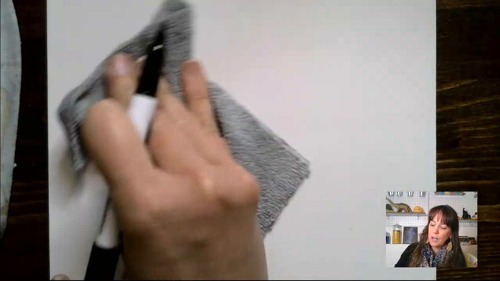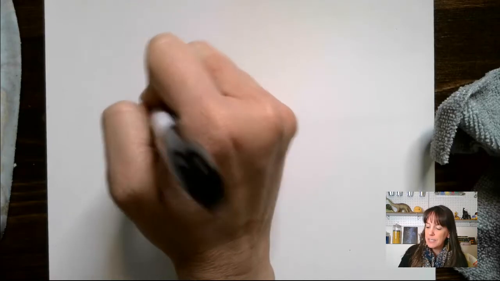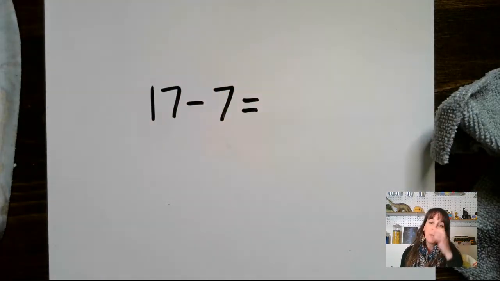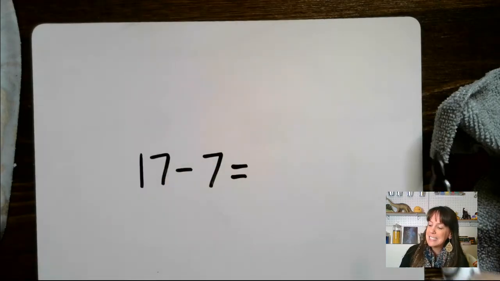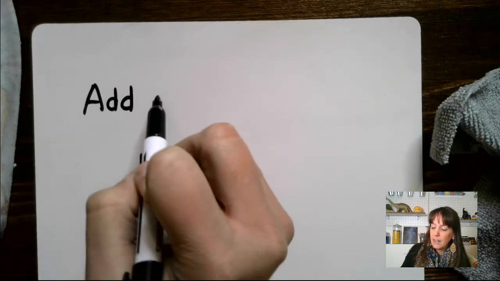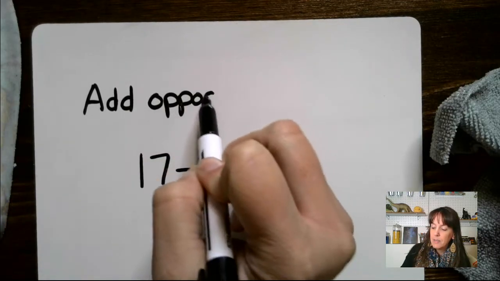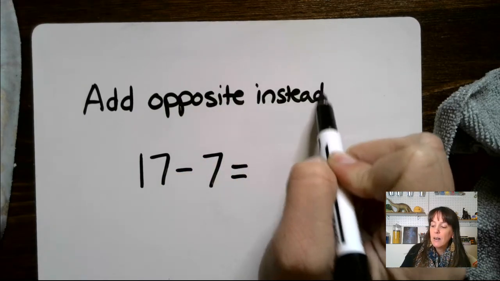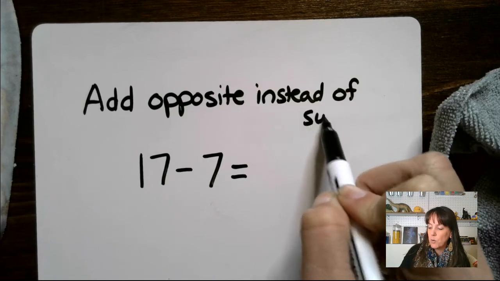Okay, so let's talk about subtraction now. All right, let's say that you have 17 minus 7. Well, by now you probably know that that equals 10, but we are not going to subtract anymore. No subtracting. Instead, what we're going to do is add the opposite. Add the opposite instead of subtracting.